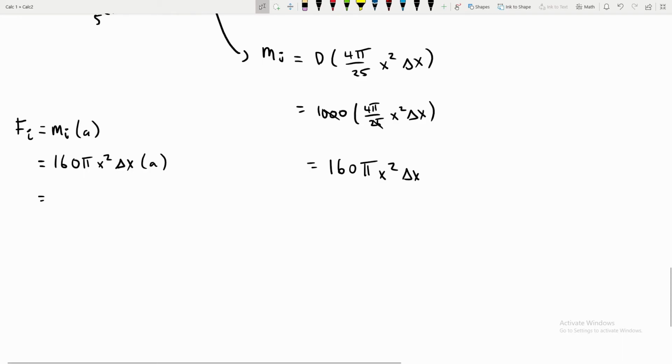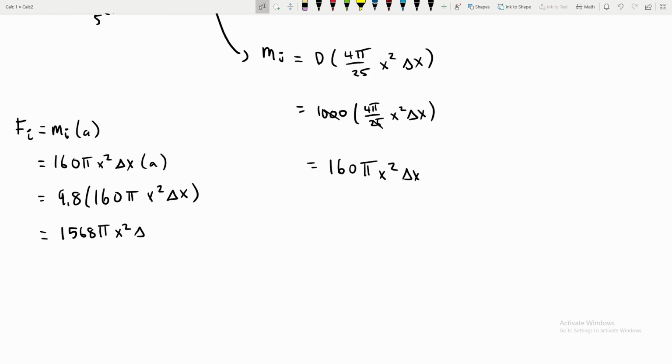So what we're going to have here, we're going to be ignoring the units, so don't really worry about them. We're going to have 9.8 times 160 pi x squared delta x. And if we go on to simplify, this will be 1568 pi x squared delta x. So here we go.